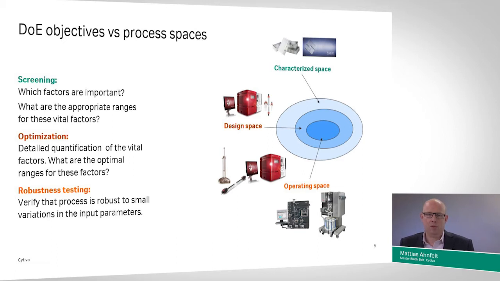So when we perform an optimization DoE, we have already identified the most vital factors, the most important factors, and we know approximate ranges for those factors where we're likely to have a good process performance. So in optimization DoE, we ask the question, what are the optimal ranges for those factors? Where do we really have the sweet spot for our process, considering all different process outputs or responses that we need to consider for our purification process.